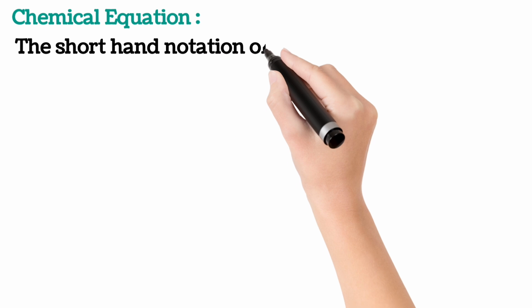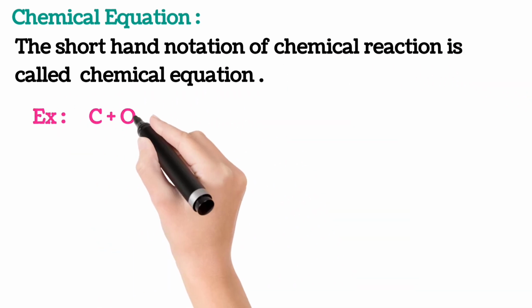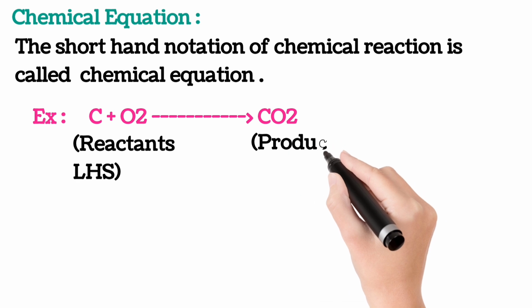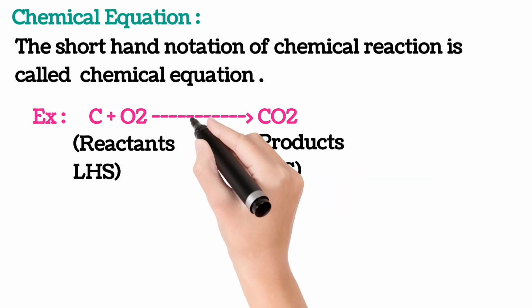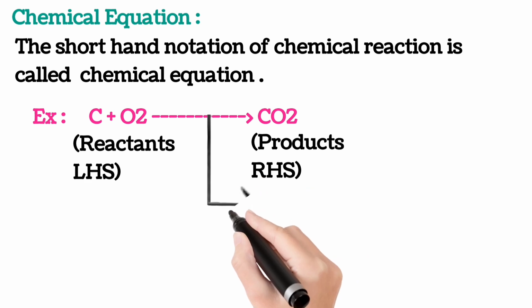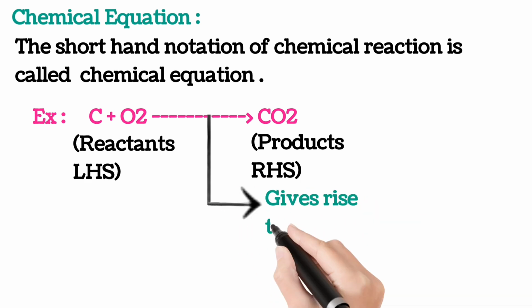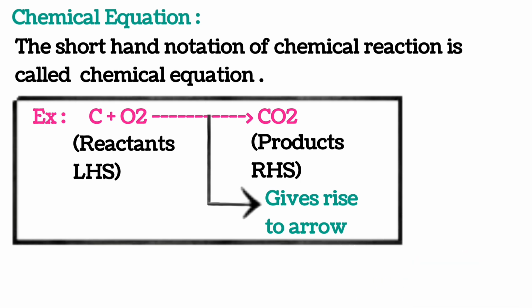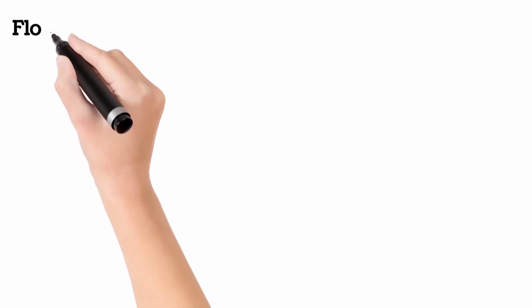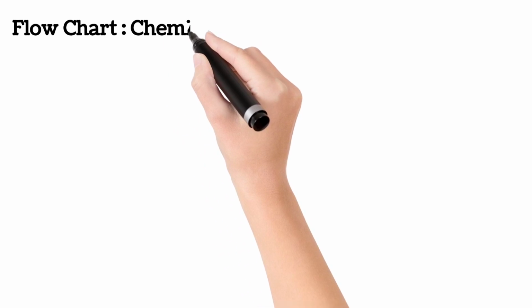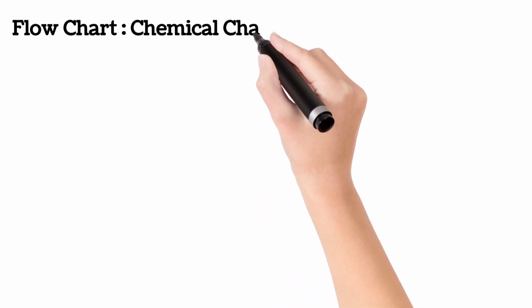What is a chemical equation? The shorthand notation of a chemical reaction is called a chemical equation. For example, if you want to write the chemical equation for the above example, burning of wood, then C plus O2 gives rise to CO2. In this way, chemical reactions are simplified as chemical equations. So finally, the chemical changes are represented with the help of chemical reactions, and the chemical reactions are represented with the help of chemical equations.